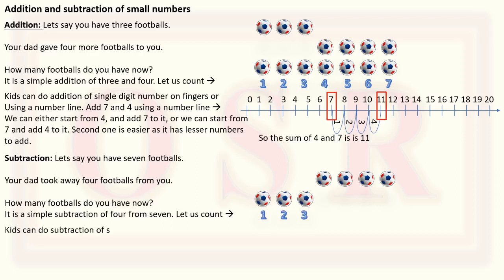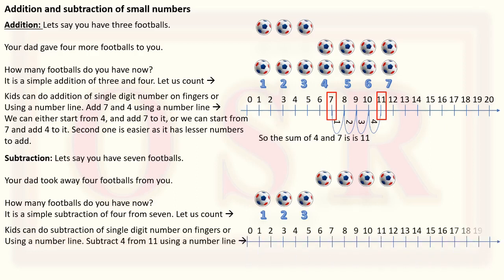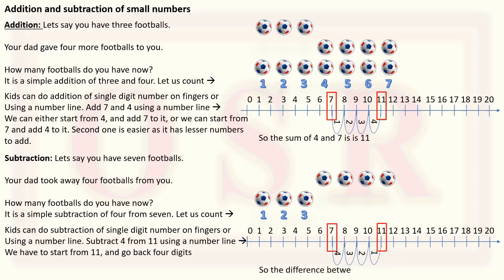Kids can do subtraction of single digit numbers on fingers or using a number line. Subtract 4 from 11 using a number line. Again we draw a line, put numbers on it like this. Now we have to start from 11 and go back 4 digits. So we start from 11, hop back 4 digits, 1, 2, 3 and 4. So we reach 7. So the difference between 11 and 4 is 7.